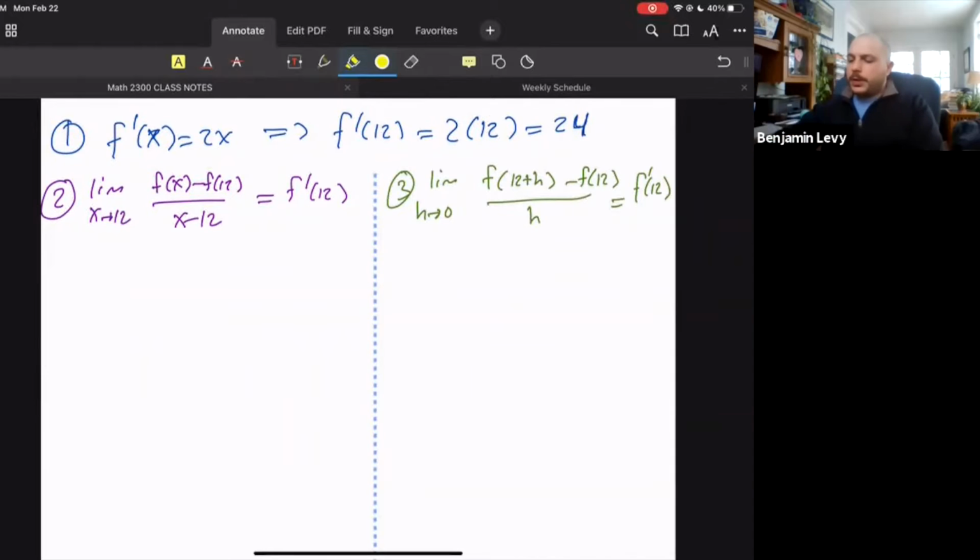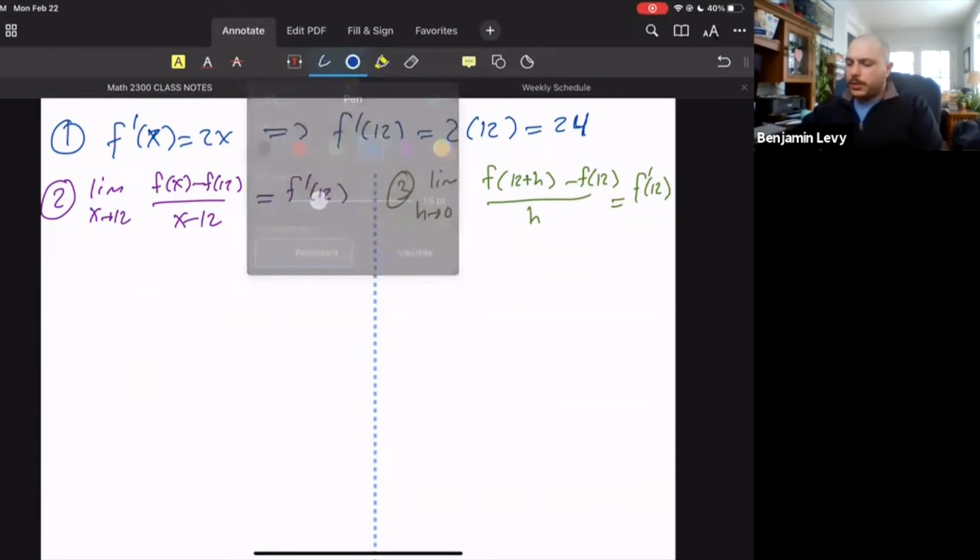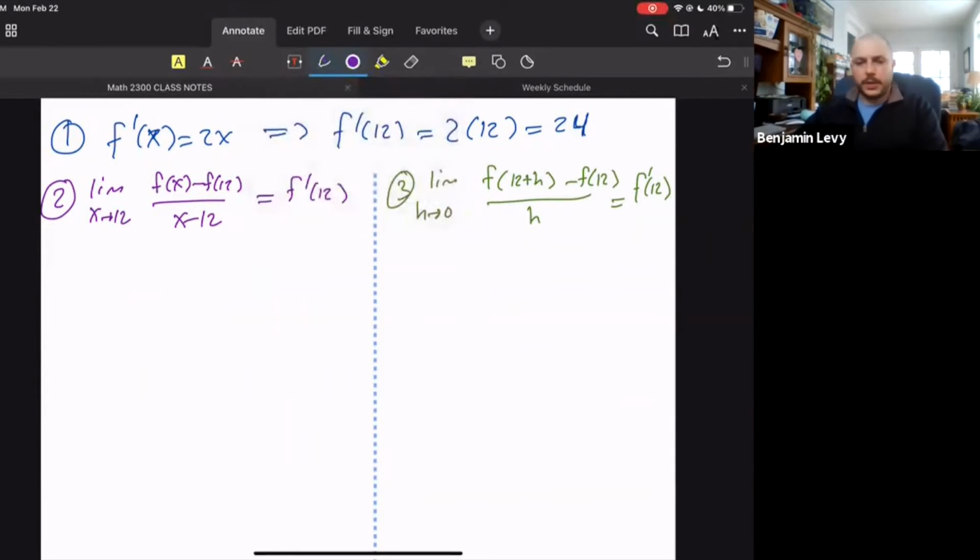Is this okay? You guys remember how to do this? Are there questions about the notation? It's mostly a notation thing that people usually get confused by. It's okay so far?